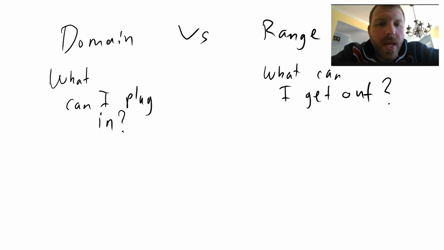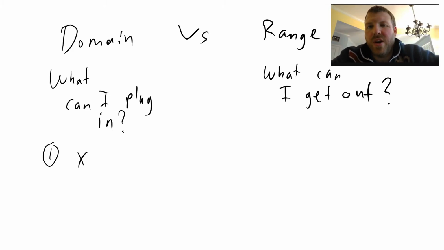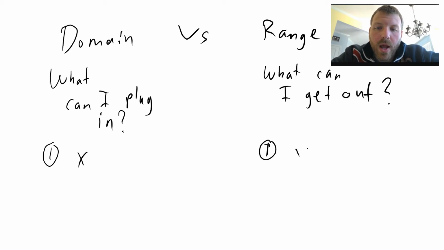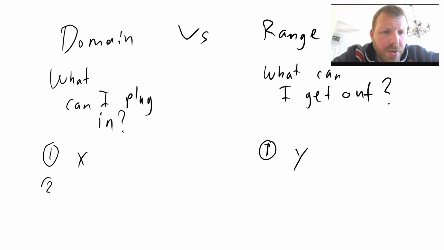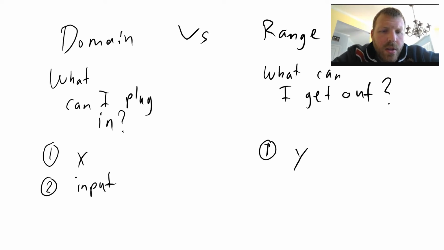So domain is usually your x's. When I say usually, I mean I can change the variable, but x is our domain. That means our range is y. It always will be. It's something you need to remember. Number 2, x is called the input. That means that y is called the output.